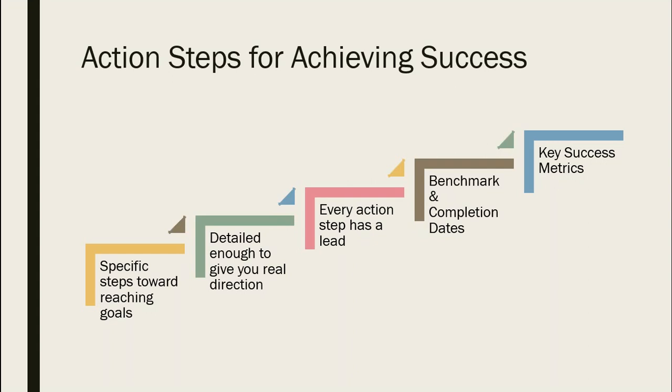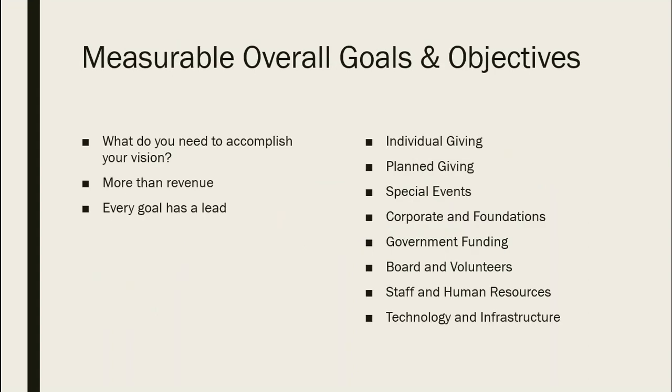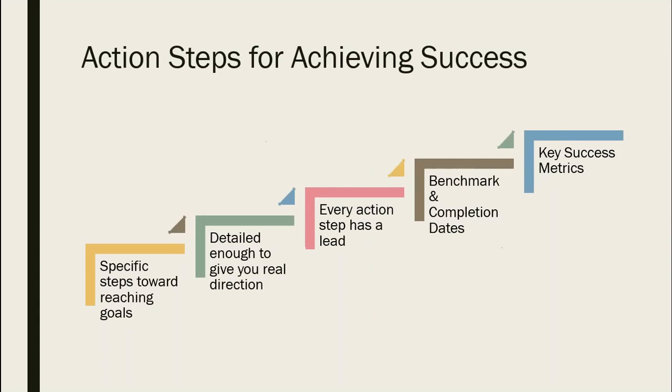People will even say something like, we need to raise $500,000 from foundations this year. That's great, and that's a good objective. When we're up here talking about goals and objectives, absolutely, that is your objective. You need to raise $500,000 from foundations this year. But how are you going to get there? What are the specific steps that you need to put in place?